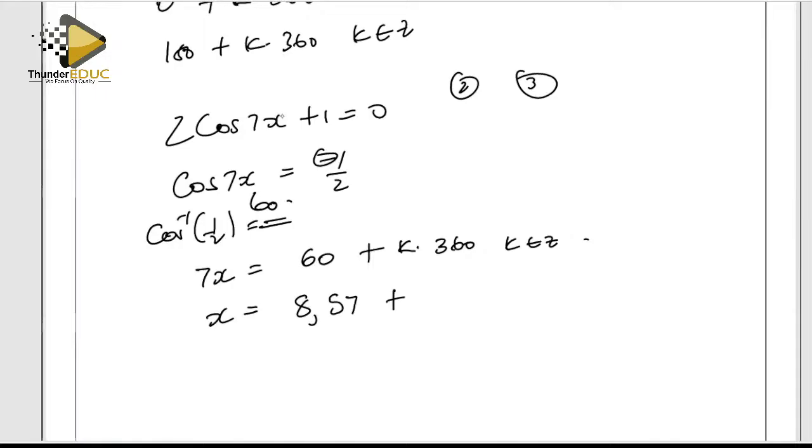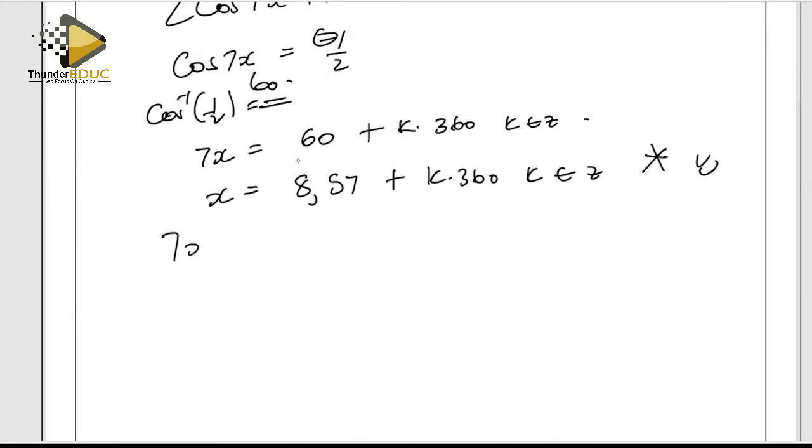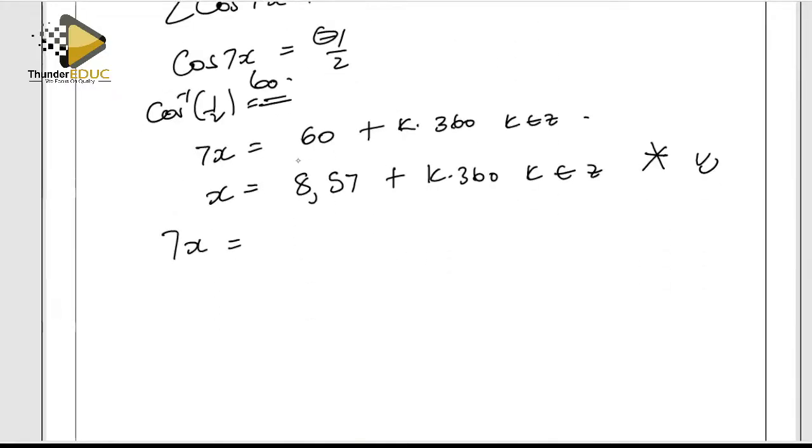That gives me 8.57 plus k times 360, k is an element of the integers. So this is not going to help us because this is a quadrant 1 angle. We're focusing on quadrant 2, which is the 120. Okay, 7x is going to be 120 plus k times 360, divided through by 7.